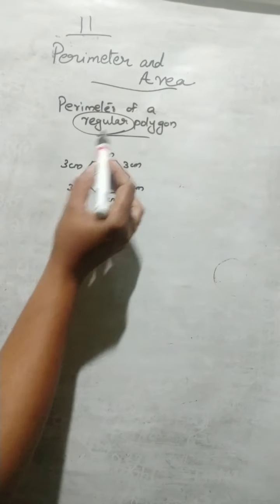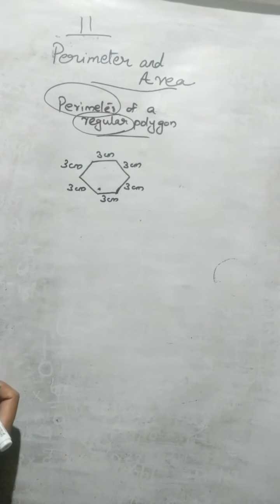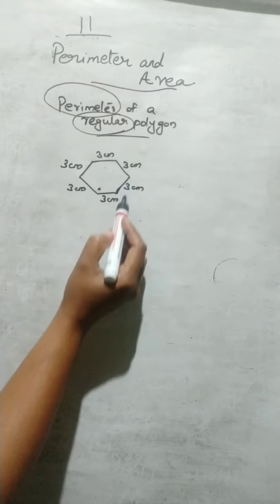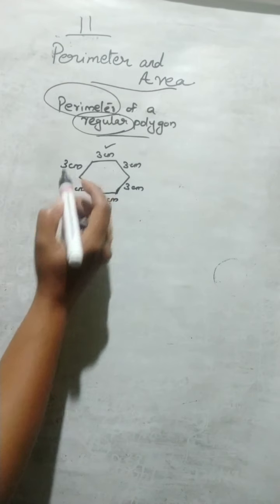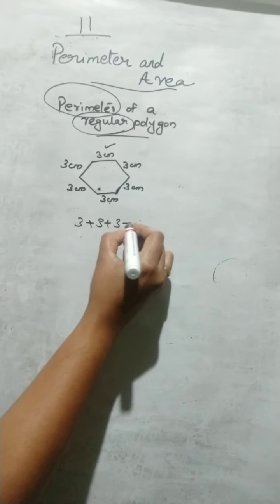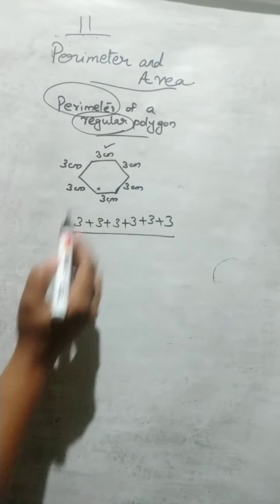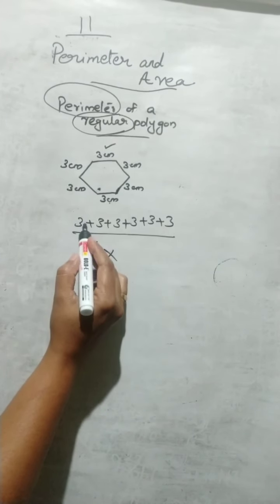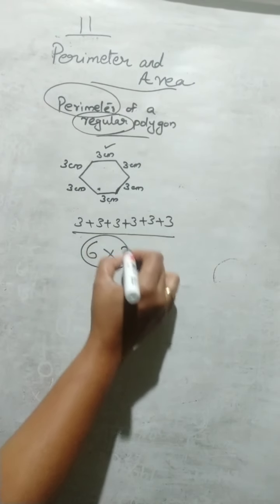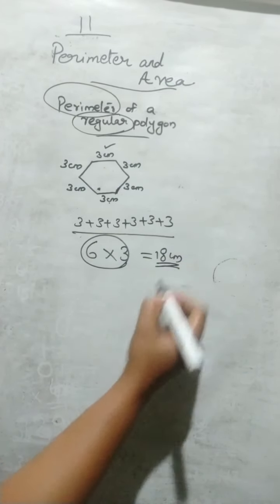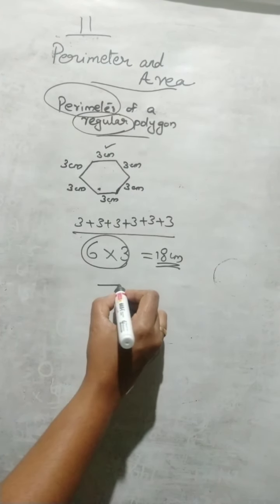Now we are studying a regular polygon. Perimeter of a regular polygon. We have to find the total length of the sides. That is, how many times 3? 1, 2, 3, 4, 5, 6. So we have to add 3, 6 times. Correct? So how many sides are there? 6 sides are here. The length of one side is equal to 3. So we can say 6 3s are 18. 18 centimeter is the perimeter. Okay. Then another shape.